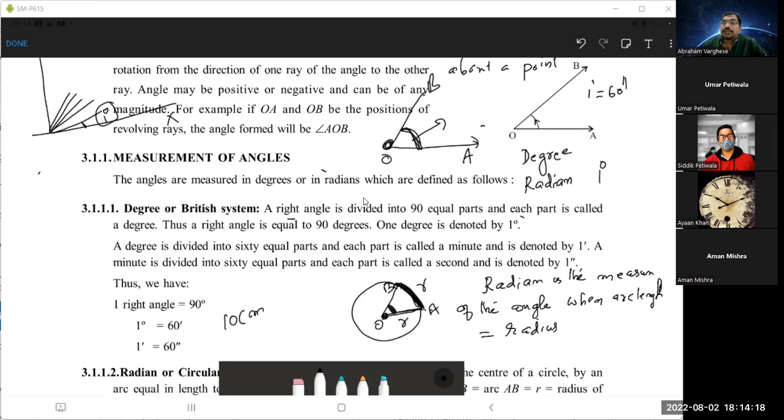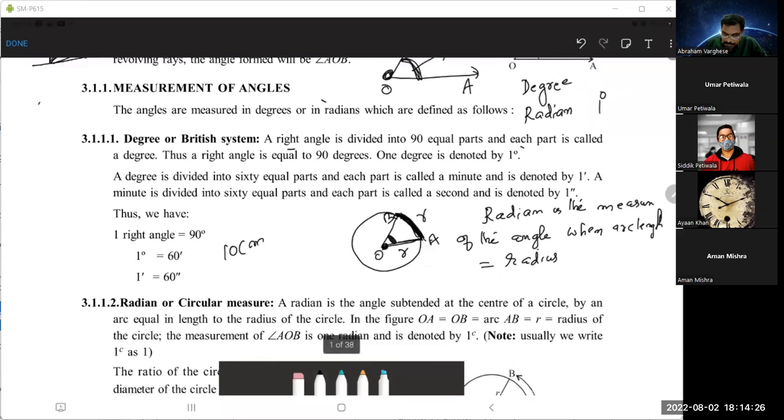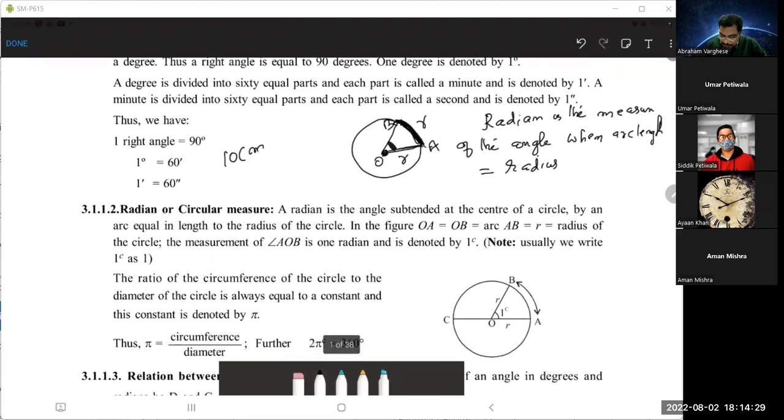When the arc length is equal to the radius, you can see here, a radian is the angle subtended at the center of a circle by an arc equal in length to the radius of the circle. That means OA is equal to the radius, and this arc length is also r. At that time, the angle is 1 radian, usually denoted by 1c. This is a notation.